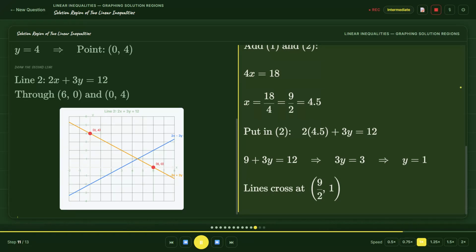Let's find where the two lines cross each other. If we add both equations, the y parts cancel out and we get 4x equals 18, so x equals 4.5. Put that back in and we get y equals 1. The lines meet at the point 4.5, 1.